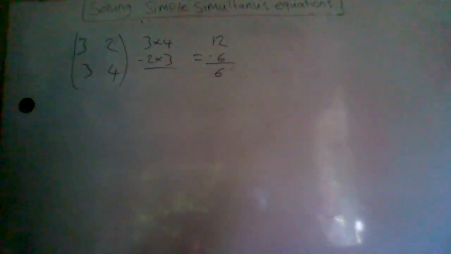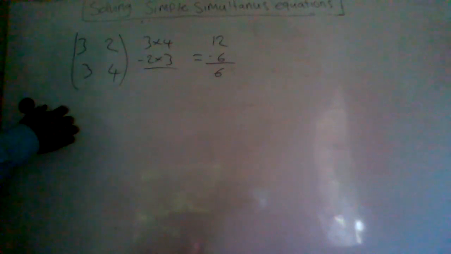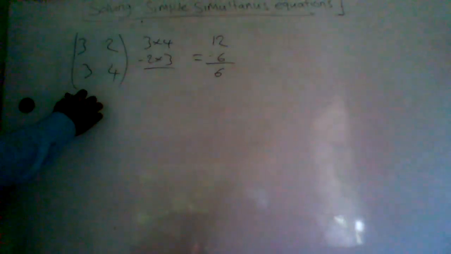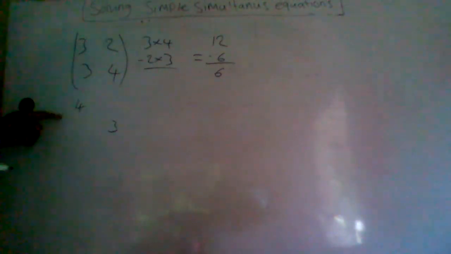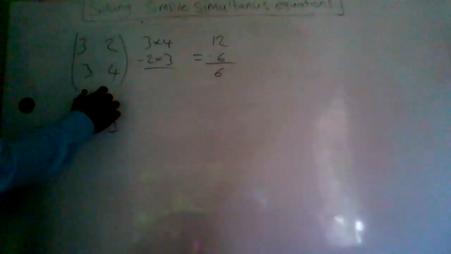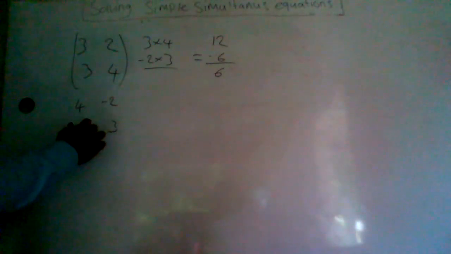So 6 would be the determinant of this matrix. And we'll find the adjoint of this matrix now. So it will be 4, 3. We interchange the leading diagonal, negate the non-leading diagonal, so it will be 4, negative 2, negative 3, 3.